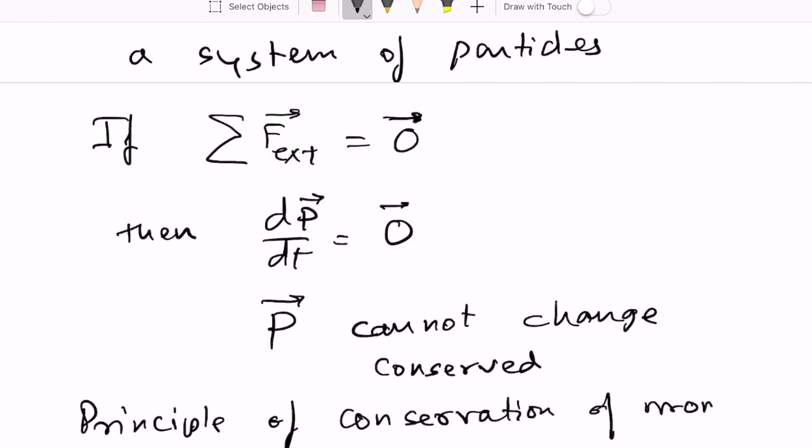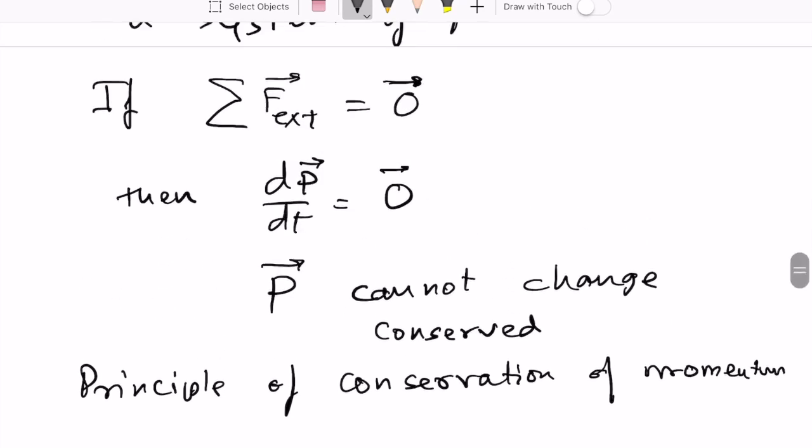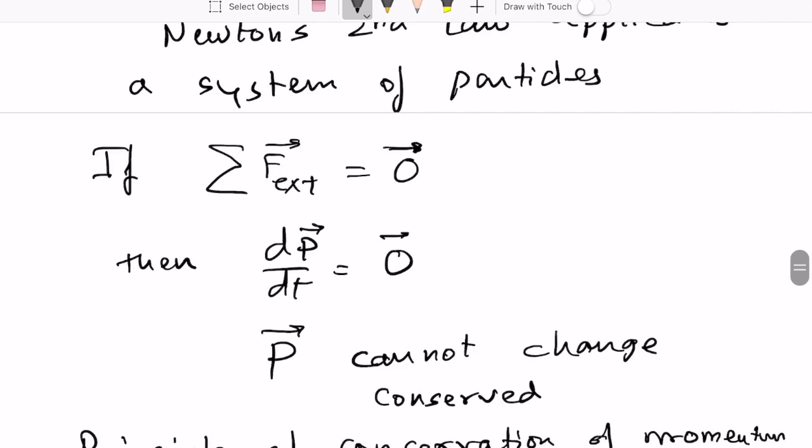This is a very, very important result. In fact, this is a fundamental law of the universe. So in chapters 6 and 7, we've talked about the conservation of energy. That's one of the fundamental laws of the universe, that energy is always accounted for. Here is one more fundamental law of the universe. Momentum is always accounted for. The total momentum of a system is always conserved if the net external force on the system is equal to 0. So this is the law of conservation of momentum.